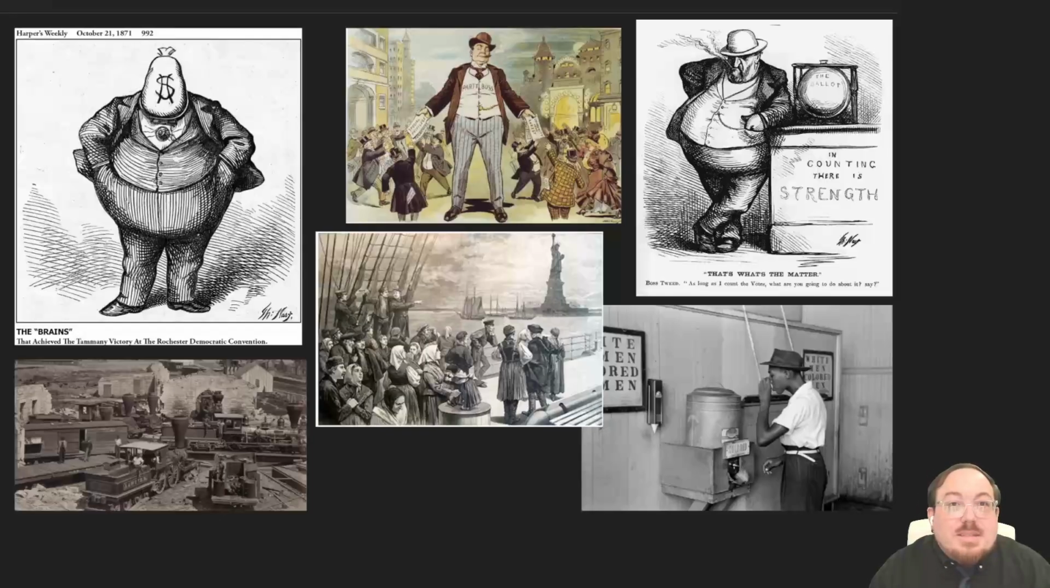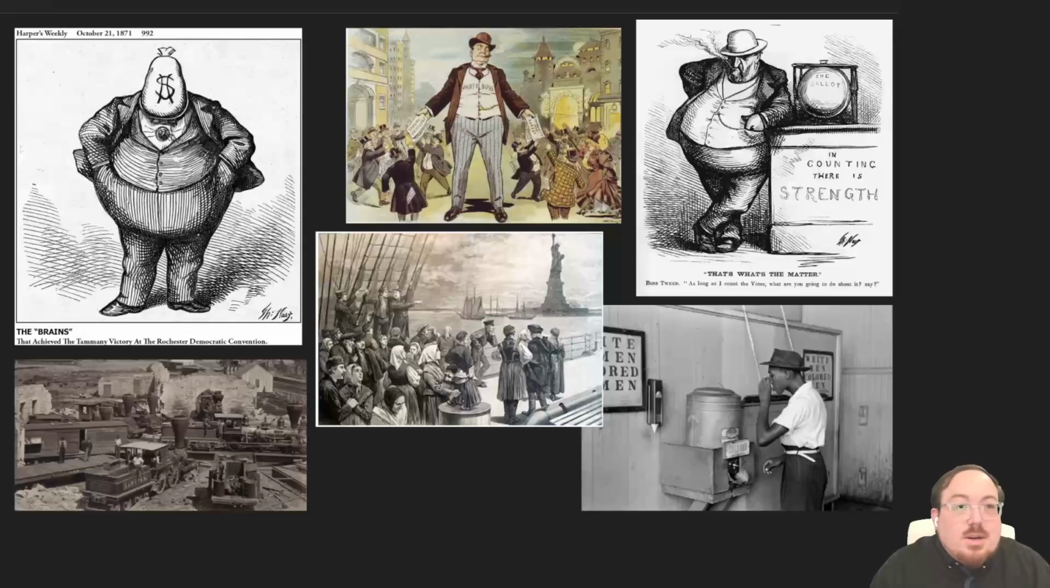So these are just different ways that we show that party bosses are controlling things and having more power than they should. And again, this goes back to political cartoons being a way to talk about the news, especially important for people who aren't that well read or able to read.